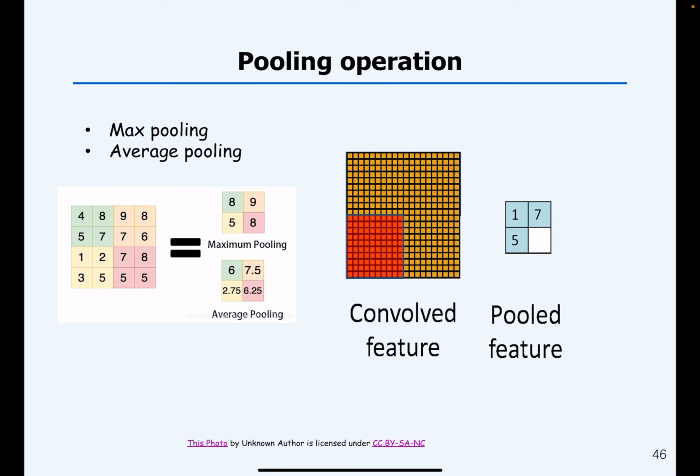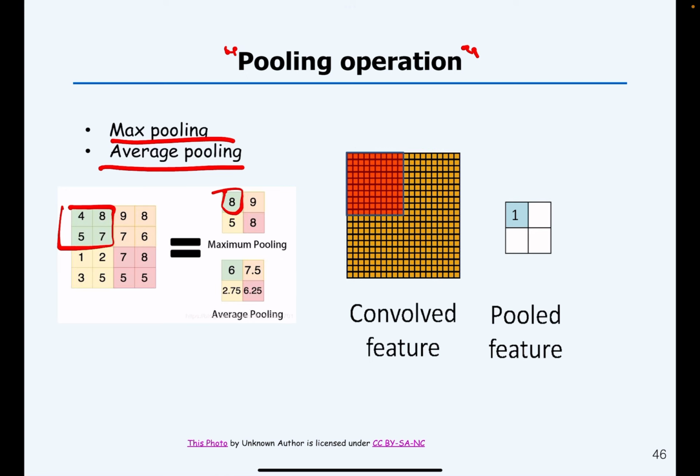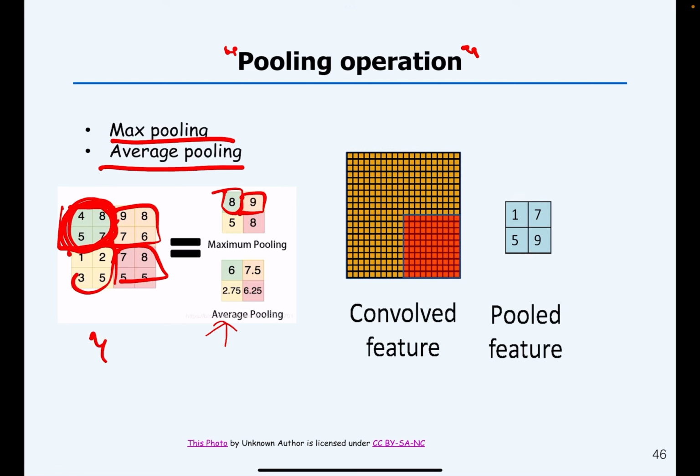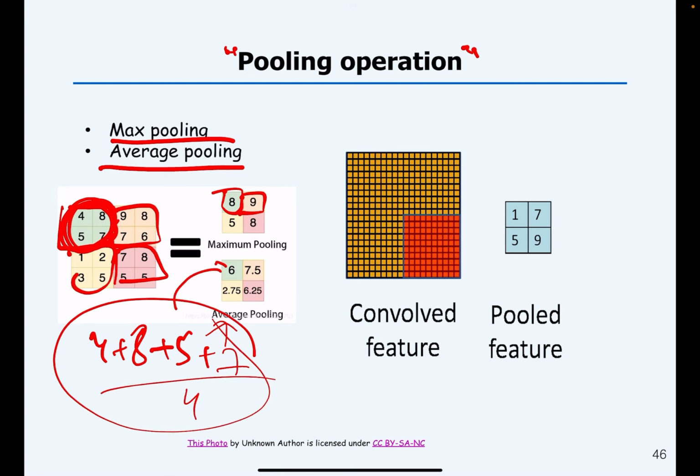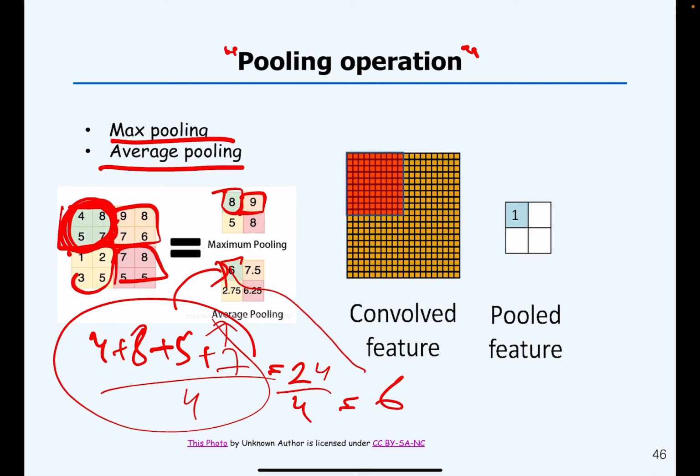Then we have the concept of pooling. So we introduced two concepts, max pooling and your average pooling. So in the max pooling, what you do is you find the maximum value among all the pixels and assign that value. Whereas in case of average pooling, you're going to take the average of all the pixel values and then place it here. So it is placed here by taking the average.